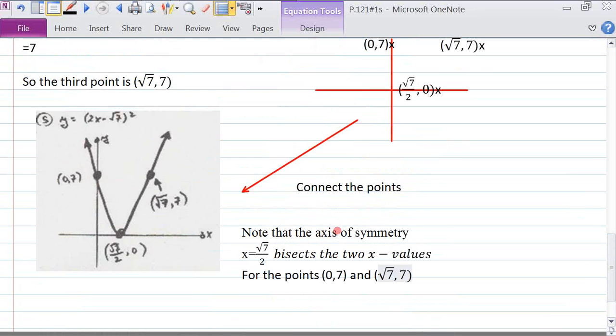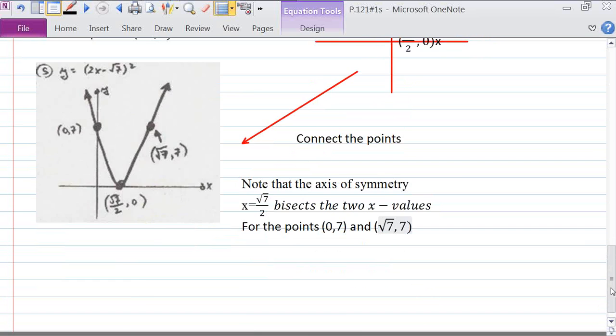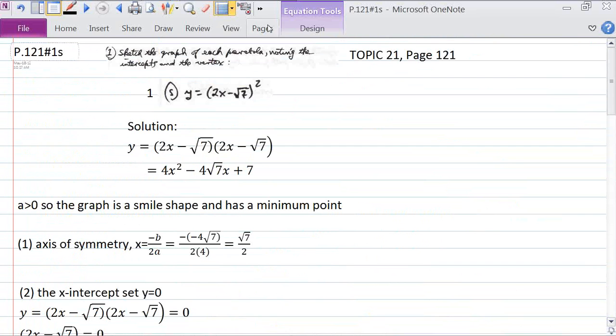Notice that the axis of symmetry x equals root 7 over 2, which is really this point, the line that goes down there, bisects the two x values. So if we bisect 0 plus 7, and we take the difference between that, which is root 7, and divide it by 2, we get root 7 over 2. So that's just another way of checking that we've done the problem correctly.